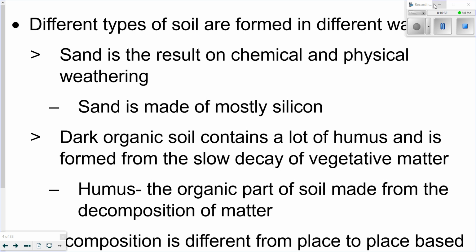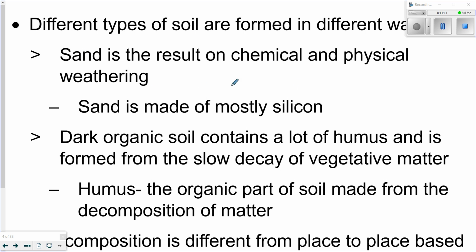So different types of soil are going to be formed in different ways. And this kind of depends on how the individual rocks are weathered and broken down into those smaller soil particles. So sand is the result of chemical and physical weathering. So remember, with weathering, physical would be like if we had a rock and we hit it with a hammer to break it into smaller pieces. We did not chemically change the material of the rock, we just changed it into smaller pieces. Whereas chemical weathering might be if we use like acid or something to wear down the surface of the rock.